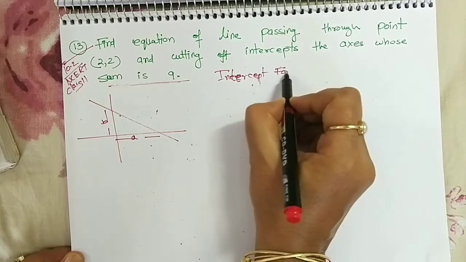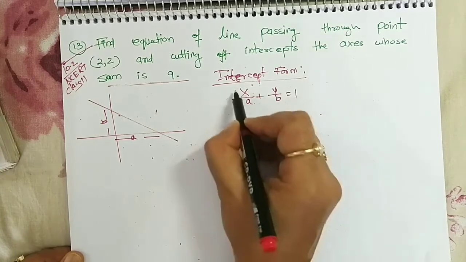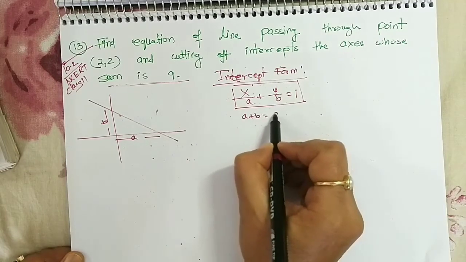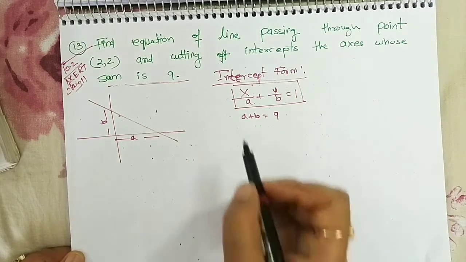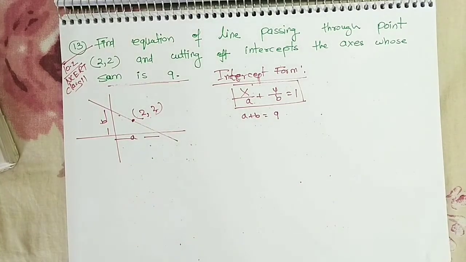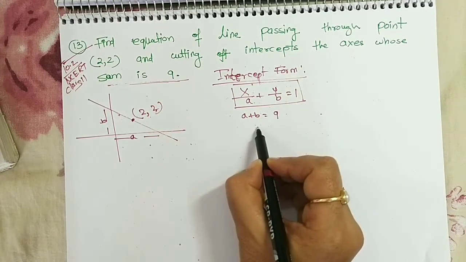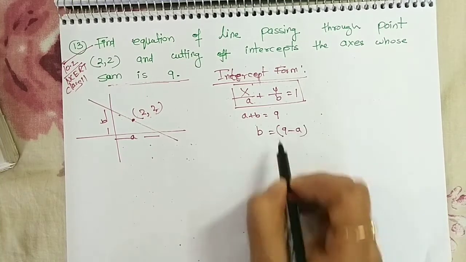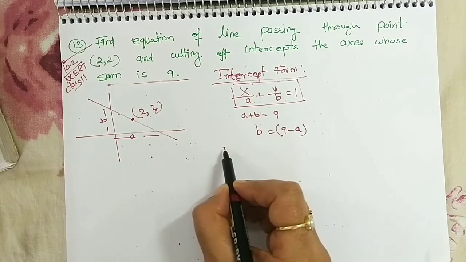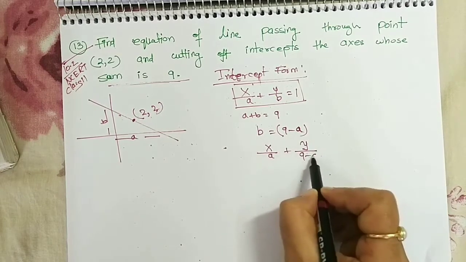Intercept form equation. The intercept form is x by A plus y by B is 1. They have given the sum is 9. That means A plus B is 9. And one information they have given, the line is passing through some point (2, 2). Correct. So let me see what we can do is, can I write B is equal to 9 minus A? I think it's fine, right? So I will write the equation. So my equation will become, guys, x by a plus y by (9 minus a) is 1.